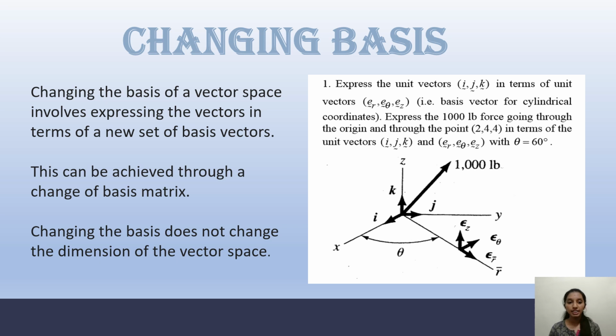Changing basis. Changing the basis of a vector space involves expressing the vectors in terms of a new set of basis vectors. This can be achieved through a change of basis matrix. Changing the basis does not change the dimension of the vector space.